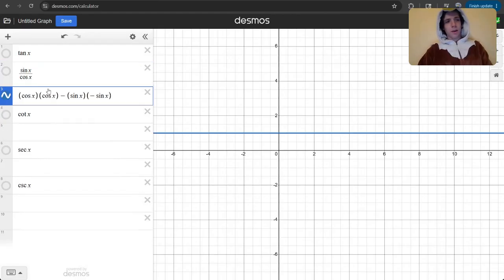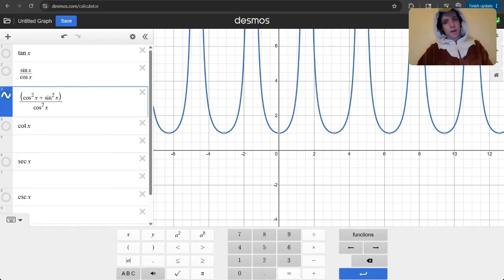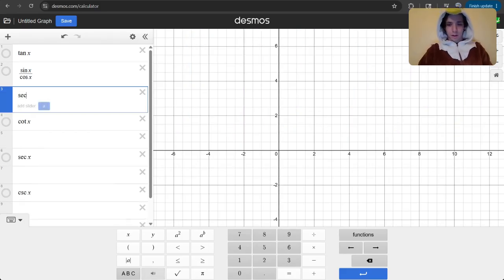And that's going to be cosine x times cosine x minus sine x times negative sine x. And then we need to divide by the bottom squared, so divided by cosine squared x. And then the top can be written as cosine squared x plus sine squared x, which, based on trig identities, equals 1. So the derivative of tangent of x is 1 over cosine squared x, which is also secant squared x.